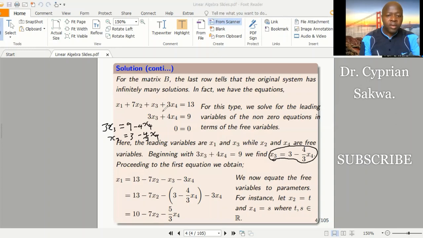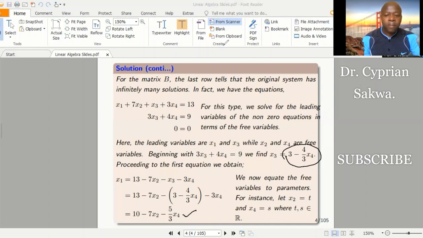And then, after solving that first leading variable, we go to the first equation and solve for this other leading variable in terms of the free variables. So this is what I have. x1 equals, so these others cross the equal sign, 13 minus 7x2 minus x3 minus 3x4. But I know what x3 is. This is x3. So I substitute there. So I have 13 minus 7x2 minus x3, then minus 3x4. Simplifying this gives us x1 equals 10 minus 7x2 minus 5/3 x4.